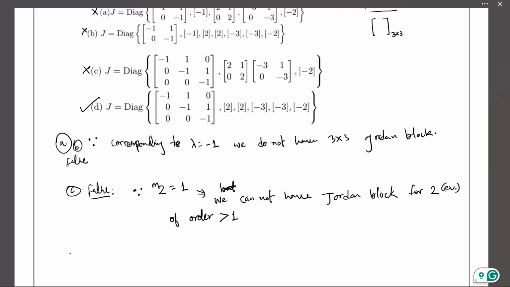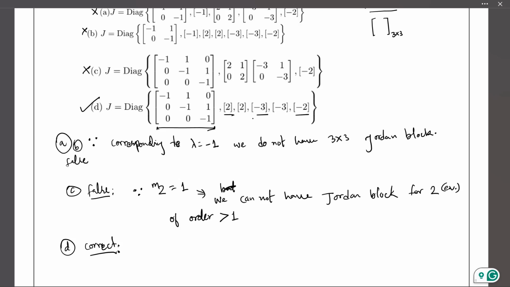It might be that all options are false, but why is D correct? D is correct, so this satisfies the first condition. All others are 1 cross 1 blocks. There is nothing missed: you say 2, minus 3, minus 2, minus 1. Corresponding to each eigenvalue, we have some block.